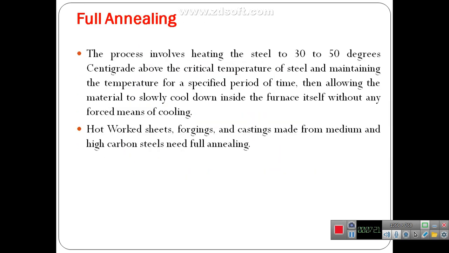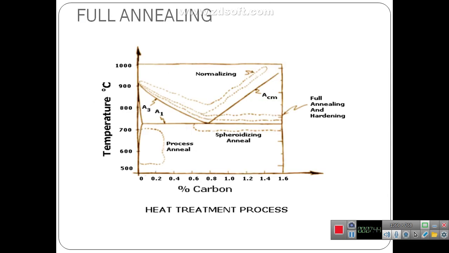Full annealing. The process involves heating the steel to 30 to 50 degrees centigrade above the critical temperature of steel and maintaining the temperature for a specific period of time, then allowing the material to slowly cool down inside the furnace itself without any forced means. Hot worked sheets, forgings and castings are made. In this graph, we can see that the temperature increases and the carbon content changes during the full annealing process in the heat treatment.